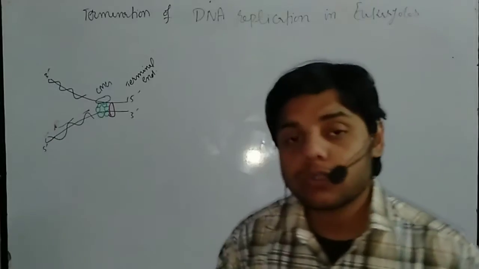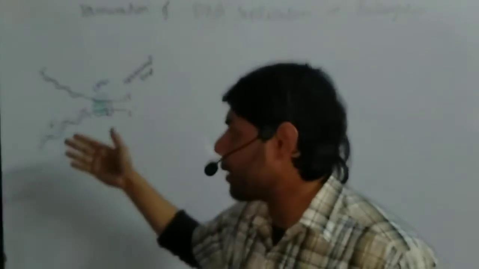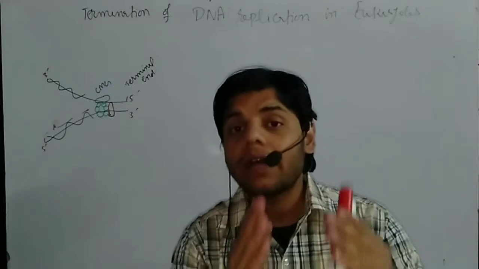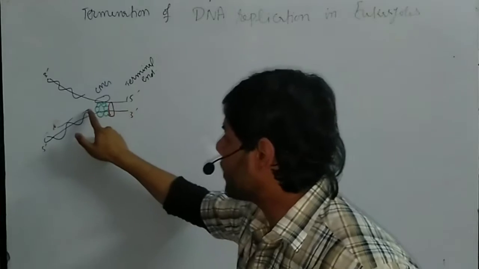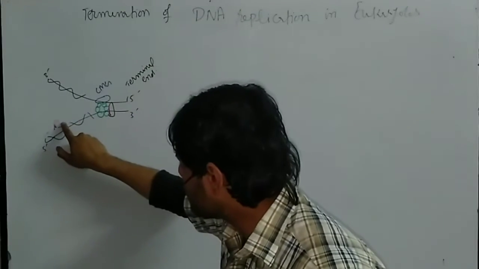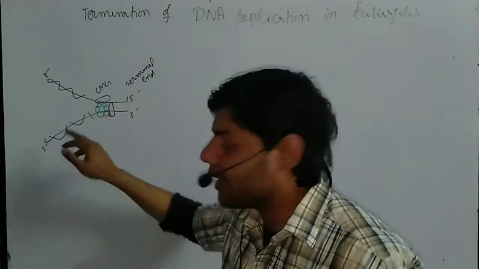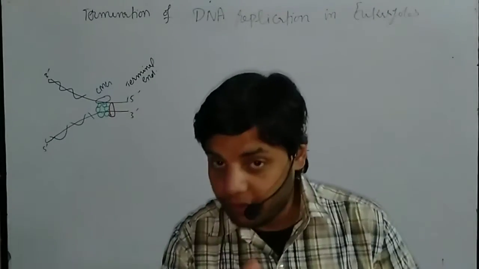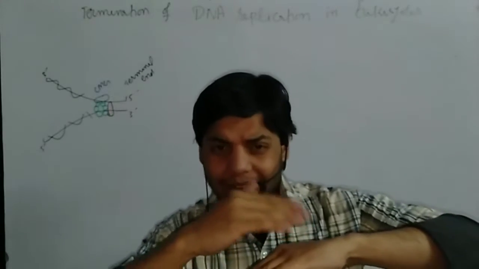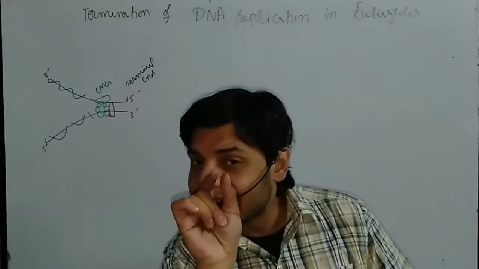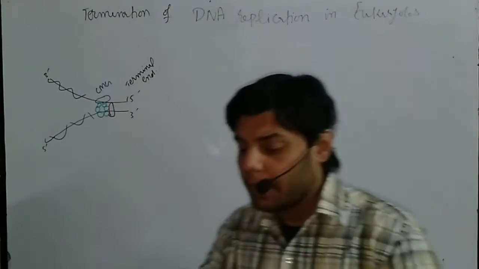We also talked that these RNA primers should be removed. The RNA primer is removed by an enzyme we call RNase enzyme. So the RNase enzyme can remove the RNA primer, as you can see. The RNA primers are removed and the gaps are filled by DNA polymerase alpha, which can fill up the gap, and there is still a nick present. So the nick is again sealed.